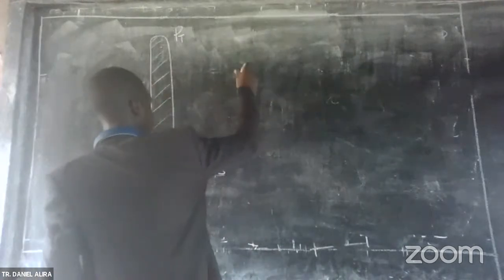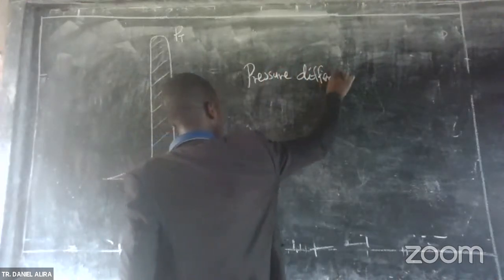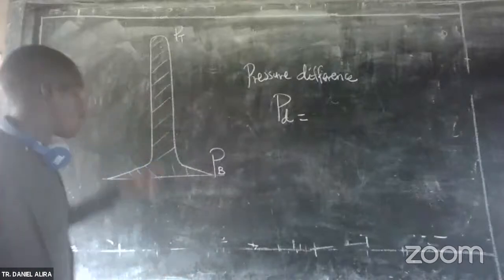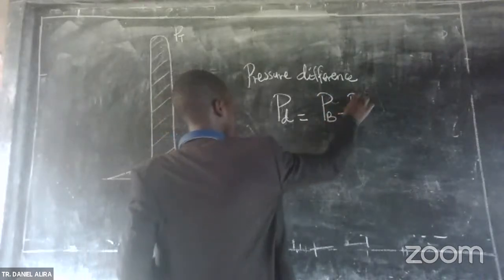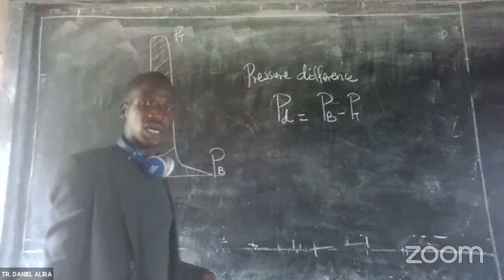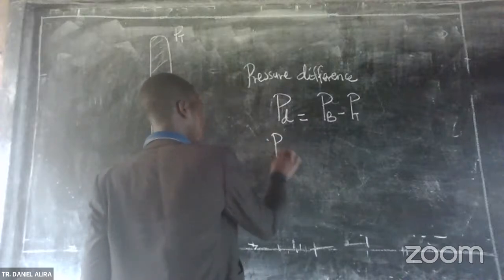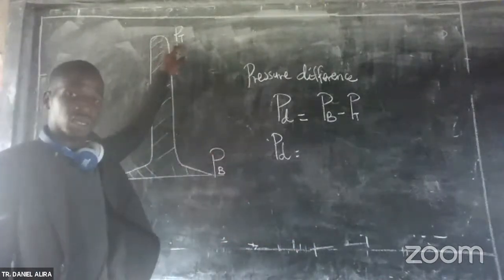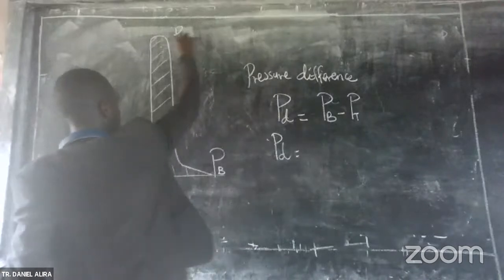Then we get what we call the pressure difference, which we call PD. PD is the pressure difference, given by pressure at the bottom minus pressure at the top. That is the PD. It is pressure at the bottom minus pressure at the top. Now, the difference in the pressure at the bottom and at the top is brought about by the weight of air molecules around here.